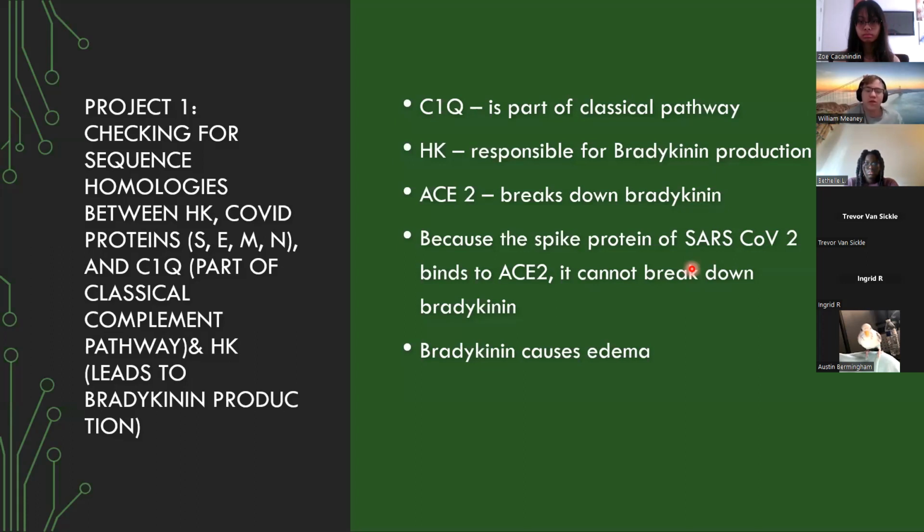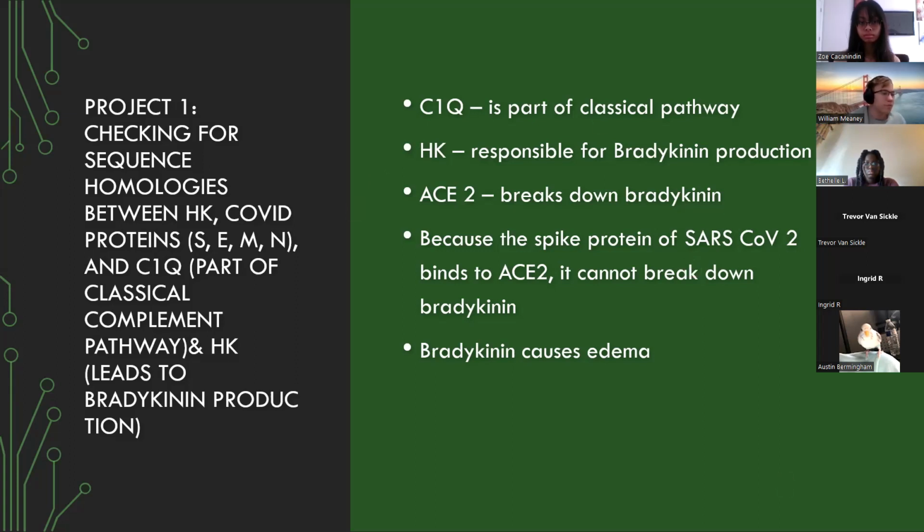ACE2 is a receptor for COVID spikes, but it's also used to break down bradykinin. Because the SARS-CoV-2 spike protein binds to it, there are fewer ACE2 receptors available to break down bradykinin, which leads to edema, swelling in the lungs.